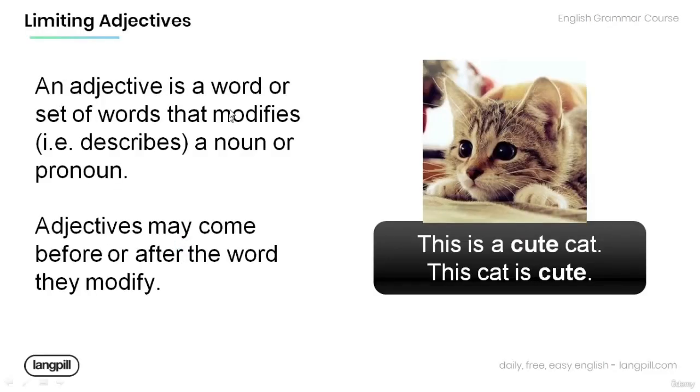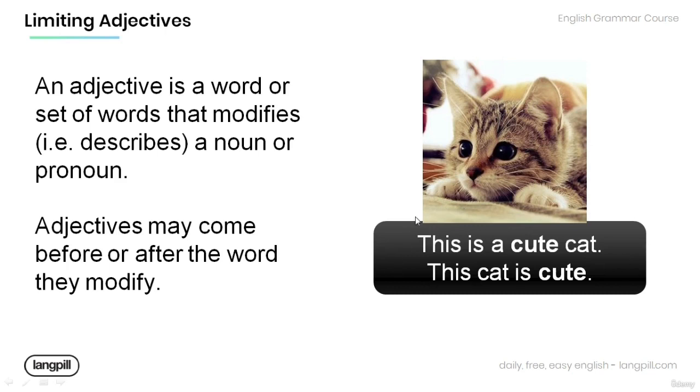An adjective is a word or set of words that modifies, in other words, describes a noun or pronoun. Remember that adjectives may come before or after the word they modify. Have a look at the example over here. This is a cute cat. This cat is cute. Now the word cute is an adjective and it modifies the noun cat.